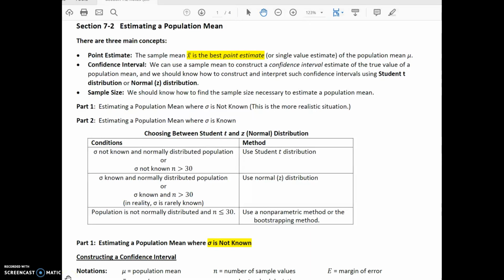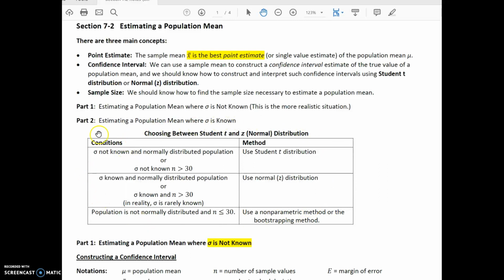We're going to look at some examples from section 7.2, estimating a population mean. This is very similar to section 7.2, which was estimating a population proportion, but there's a couple key differences. So make sure you've gone over the section notes before you try to attempt the homework or any of the problems, so you have a clear understanding of when to use a student T distribution or a normal Z distribution, or whether you can't use either one of those.